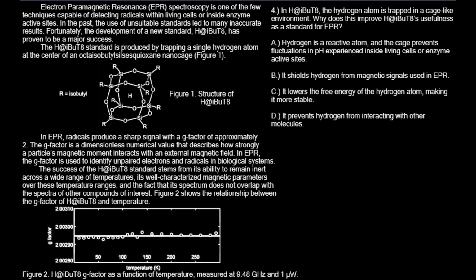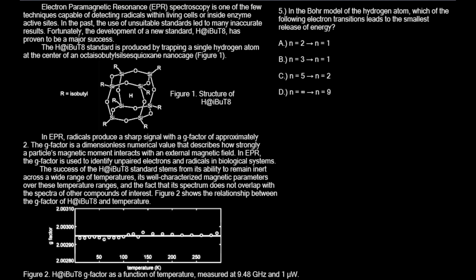Answer choice C says it lowers the free energy of the hydrogen atom, making it more stable. Answer choice D says it prevents hydrogen from interacting with other molecules. Here is question number 5. In the Bohr model of the hydrogen atom, which of the following electron transitions leads to the smallest release of energy? And the answer choices are listed. Take a few minutes, go over the questions on your own, and then come back and see the solutions to the problem.